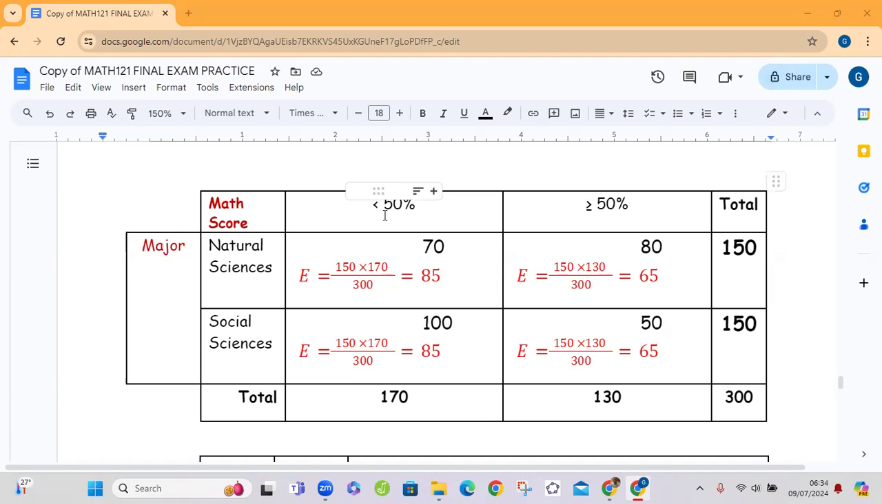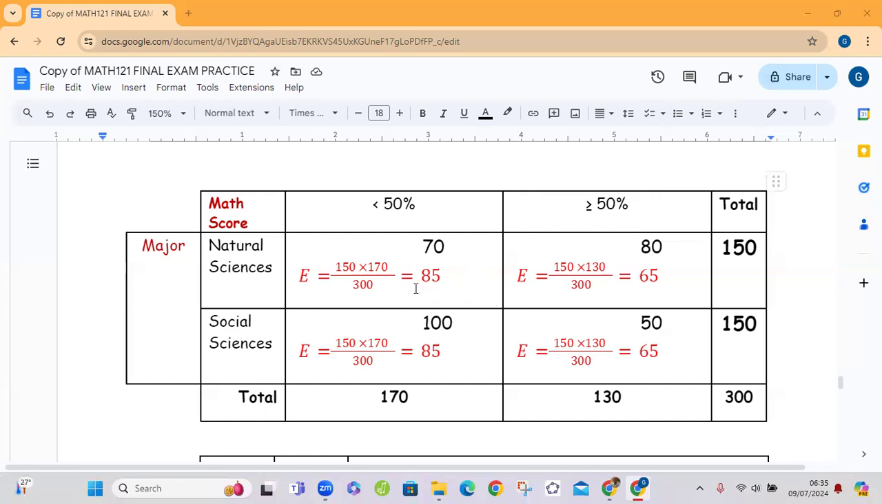It was observed that 70 students from the natural sciences scored less than 50%. 80 students from the natural sciences scored more than or equal to 50%. Social sciences and less than 50%, 100 of them, and 50 students from the social sciences scored more than or equal to 50%. So that's what was observed.